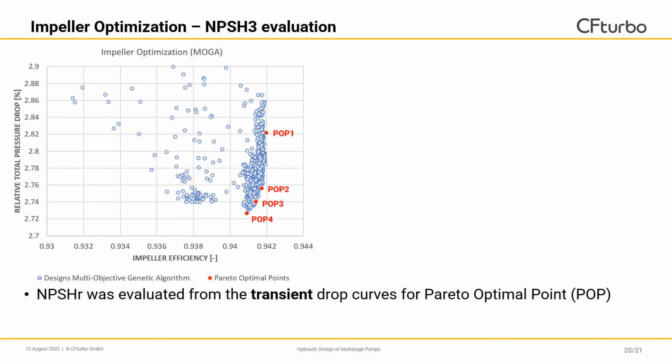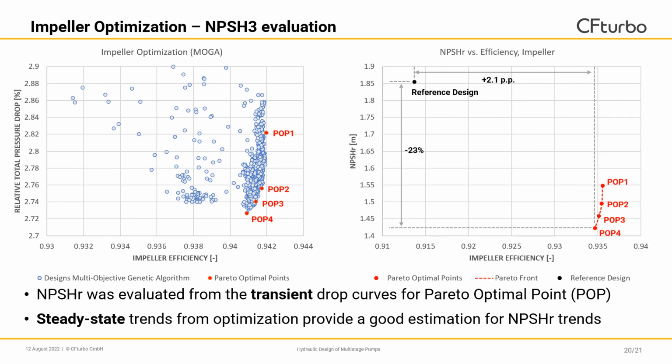For each design behind these Pareto optimal points, we calculated the drop curves by using multiple transient simulations, and from this we got the required NPSH. If we take a closer look at this right graph, you can see we have the NPSH required on the y-axis, and we have the impeller efficiency under cavitation-free conditions on the x-axis.